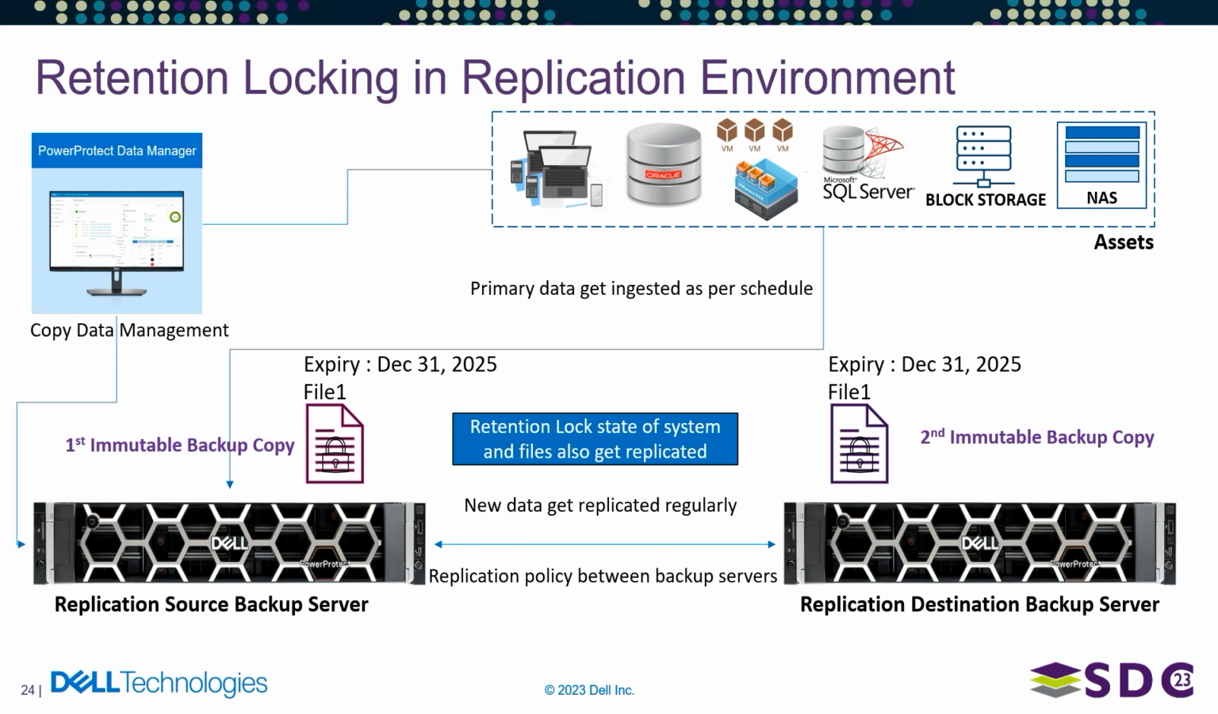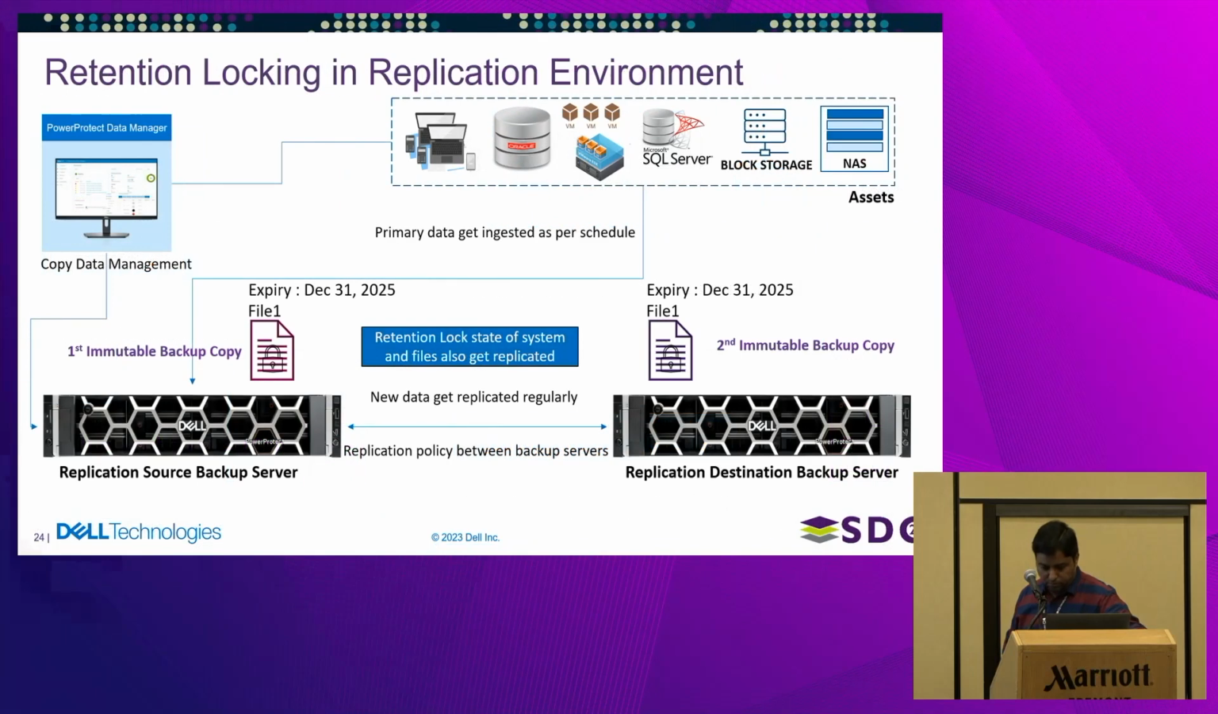Jagan, one point. The SEC regulations require a protected second copy. Without the second copy, it will not be compliant. That's one of the compliance requirements. It's a mandatory requirement. So that's the importance of immutability in replication.